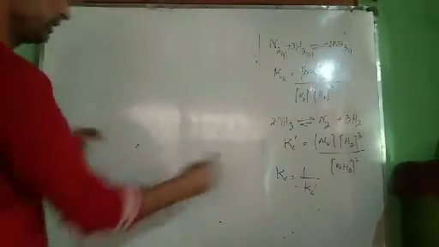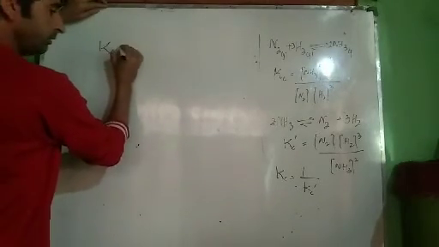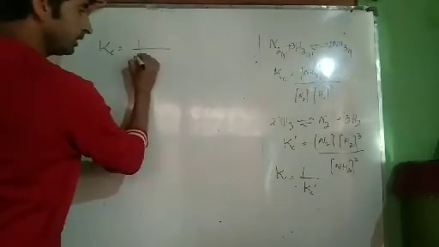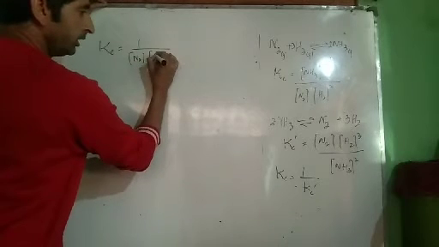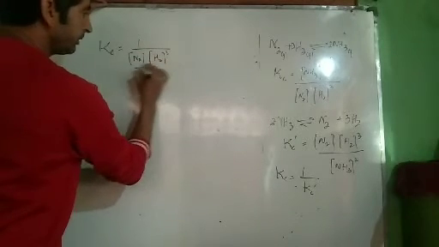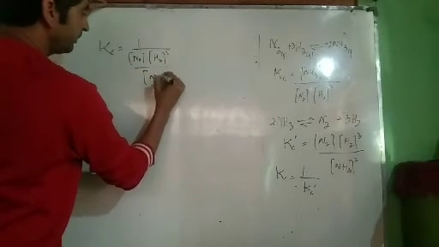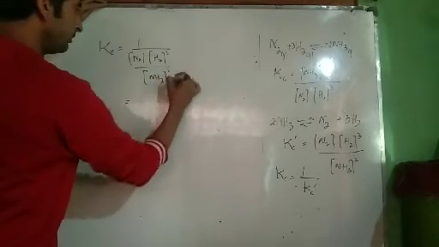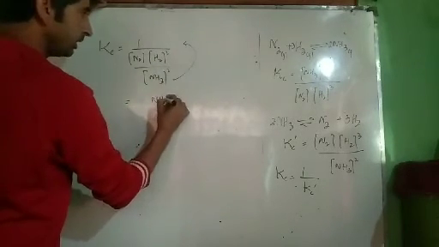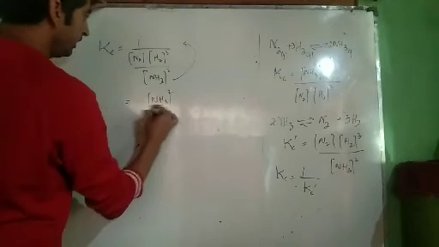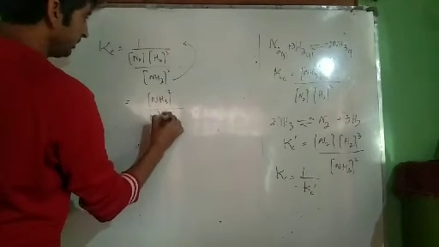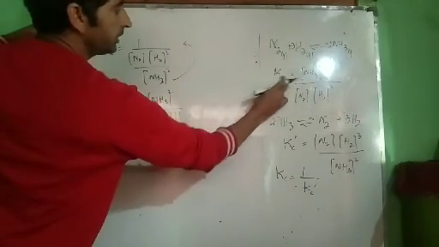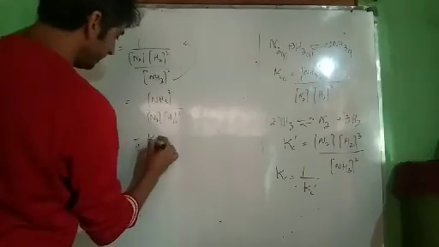Now see how can we check it. Kc will be equal to 1 by Kc dash. What is Kc dash? Kc dash is equal to concentration of nitrogen into concentration of hydrogen raised to power 3 divided by concentration of ammonia whole square. Now this will be equal to, this ammonia will go over here, concentration of ammonia whole square divided by concentration of nitrogen into concentration of hydrogen whole cube. This is this Kc, therefore this will be equal to Kc.